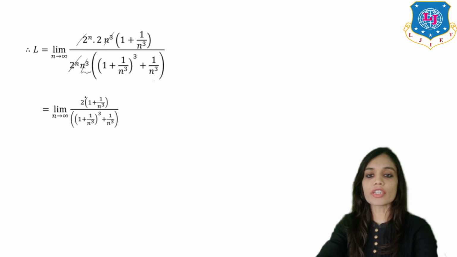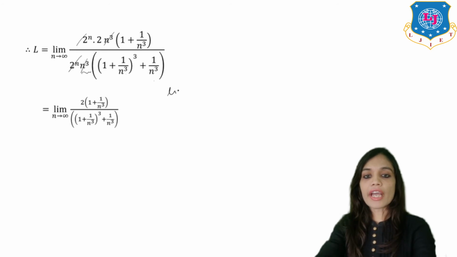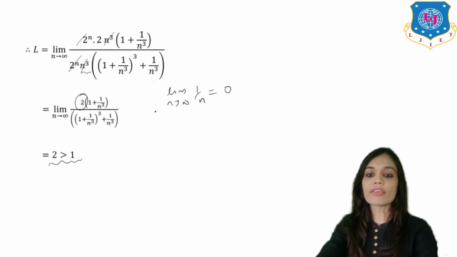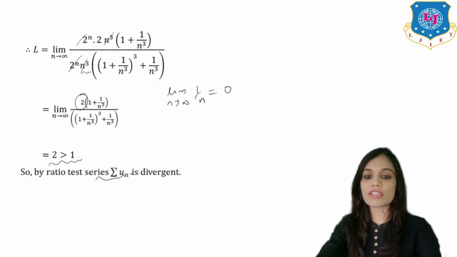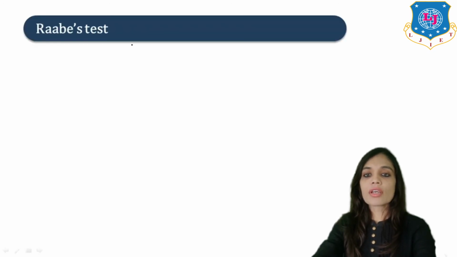Limit n tends to infinity 2 times (1 plus 1 upon n cube) upon (1 plus 1 upon n cube) whole cube plus 1 upon n cube. Now we know the limit n tends to infinity 1 upon n will go to 0. So finally what will remain? Only 2, that is greater than 1. Therefore by ratio test we can say that our given series is what? Divergent, right?